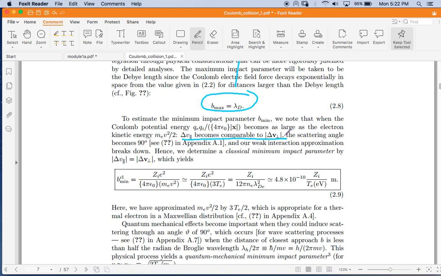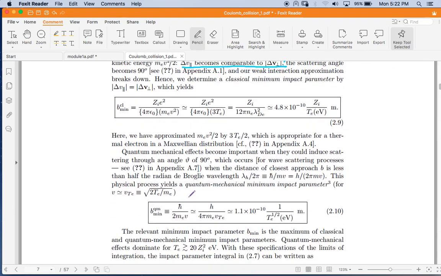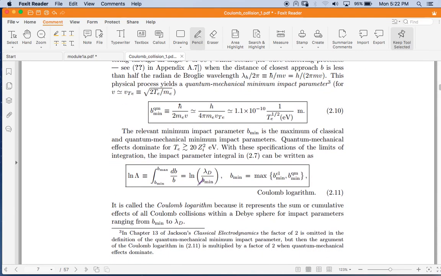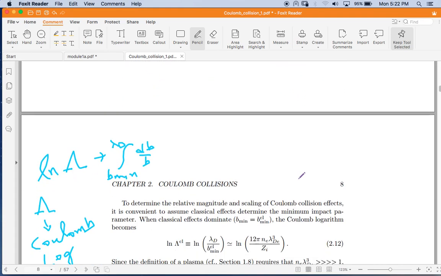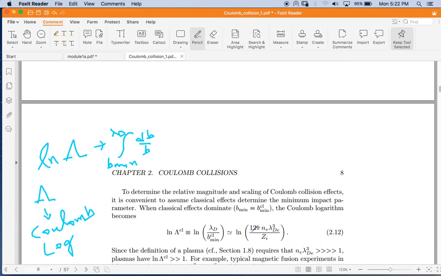I would urge you to verify this. It's not that hard to do. So if you plug in this classical B min, strictly speaking, in place of B min you really should be taking the maximum of the classical or the quantum mechanical values. But for the sake of argument, let's just go with the classical value, and when you plug it in, this is what happens.